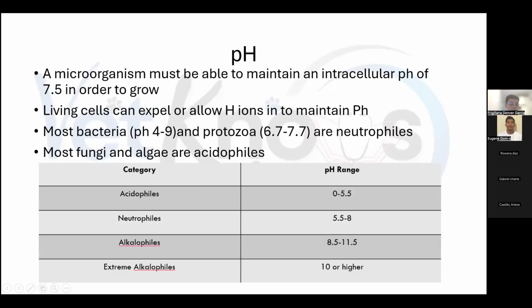Next, pH. For our bacteria, they are considered neutrophiles. Fungi and algae are acidophiles. So Sabouraud dextrose agar, which is usually used for fungal cultivation, has a high acid content, so bacteria do not grow on it.